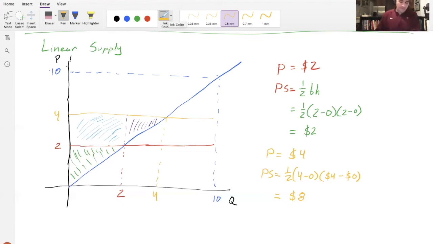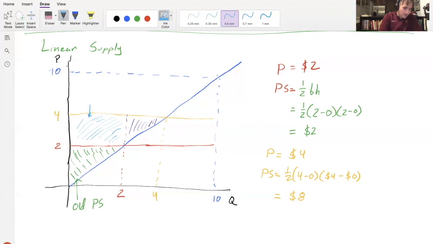And so the last thing I want to talk about here is where the change in this producer surplus came from. This jump from $2 of producer surplus to $8 of producer surplus. What happened? Well, we still have the old producer surplus. That's just what we had when the price was 2. And now that the price is 4, we still have that.